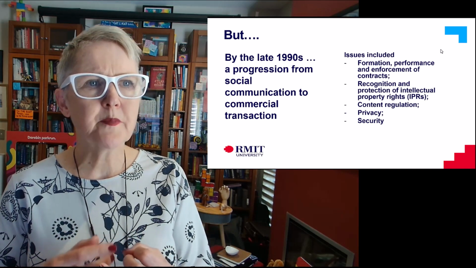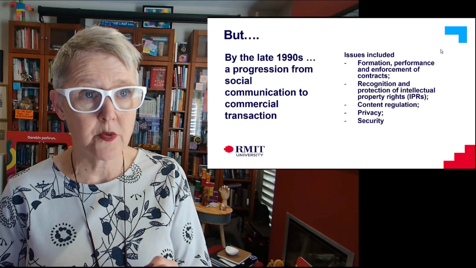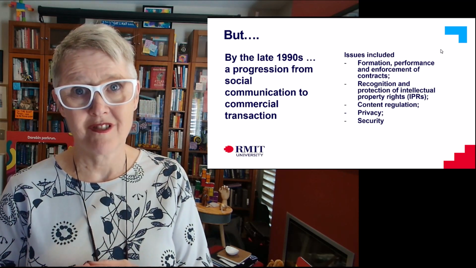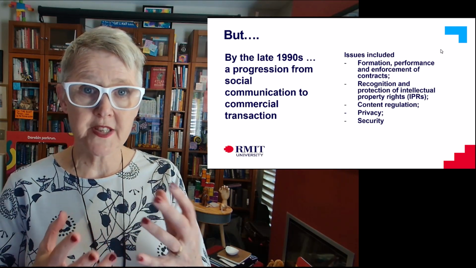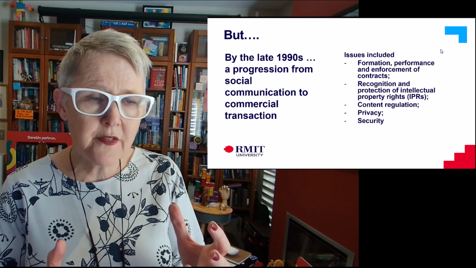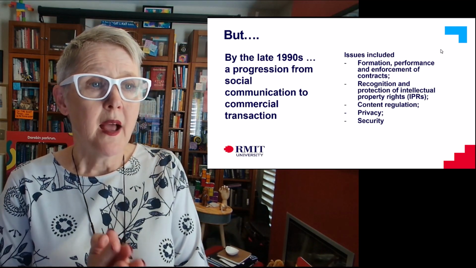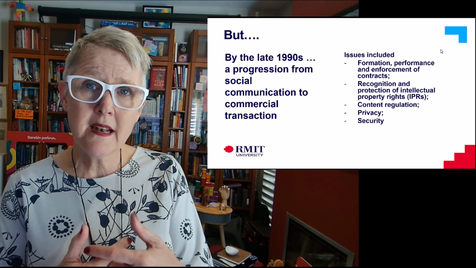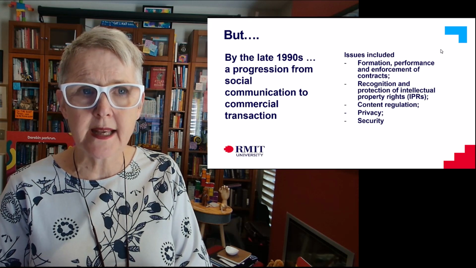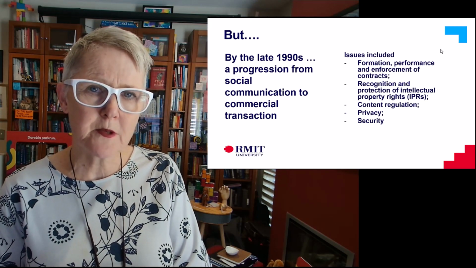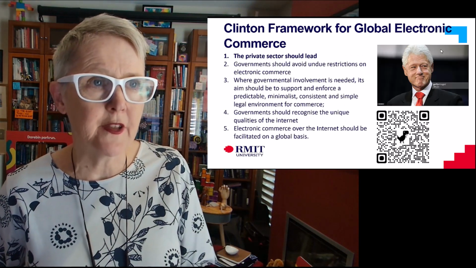How do we recognize and protect intellectual property rights? Should we be recognising and protecting intellectual property rights? How do we regulate content? How do we protect children, protect vulnerable people, given the number of scams that have been initiated over the internet? And as I said before, the internet is for porn and gambling. How do we maintain or protect privacy? What does that mean in an internet and a connected world? And how do we protect people's security? All of these questions became more and more prevalent by the end of the 90s.